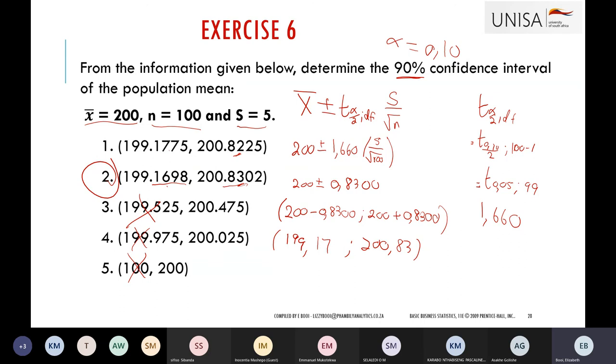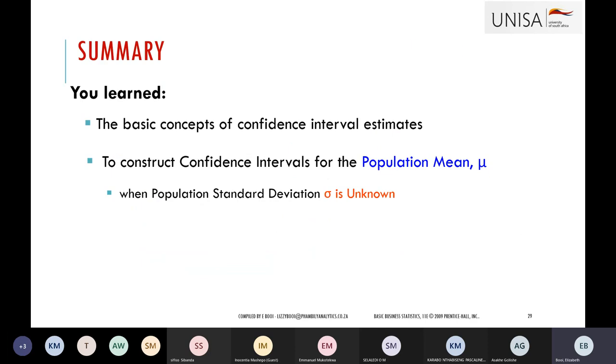Unless it's my calculator that cuts off some decimals. Let's see again. 5 divided by the square root of 100 is 0.5. Multiply that by 0.83. Okay. And with that, we are done for the day.